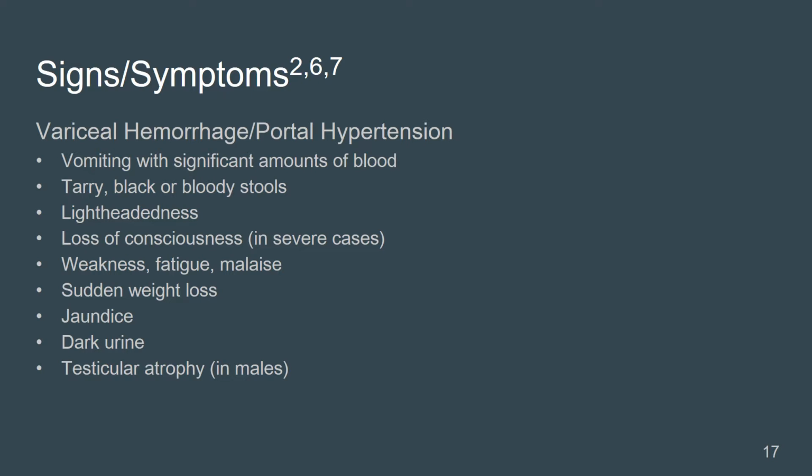So signs and symptoms for variceal hemorrhage mirror portal hypertension, because portal hypertension is the cause and varices is the effect. What you usually see is vomiting with significant amounts of blood, tarry black or bloody stools, and lightheadedness and loss of consciousness. In severe cases, there's the loss of consciousness. So the top three are for those specifically. Towards the bottom are more blanket signs and symptoms for liver failure, like the jaundice, the dark urine, and the sudden weight loss. All of those are for liver failure. The top are definitely for portal hypertension and varices.